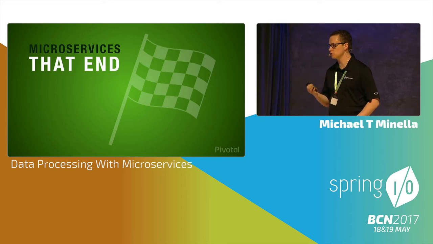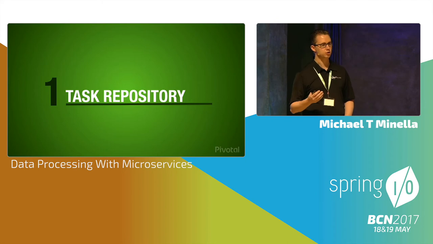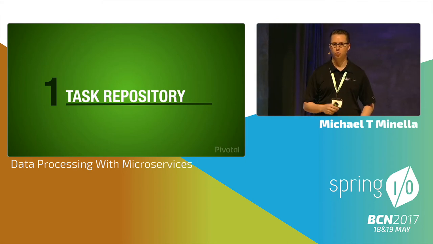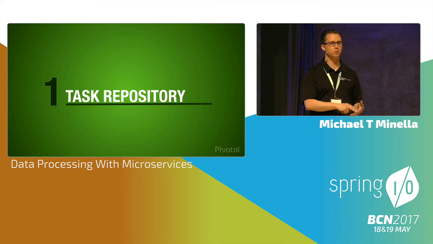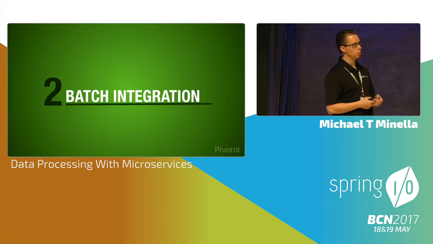Some of the features of Spring Cloud Task. It's got a task repository. If you're familiar with Spring Batch, it's a crude version of the job repository in Spring Batch. We'll look at the main fields here. But basically, it tracks the run, so start and end time, the results, if an exception happened, what the exception was, all those types of things. There's integration with Spring Batch, in two capacities.